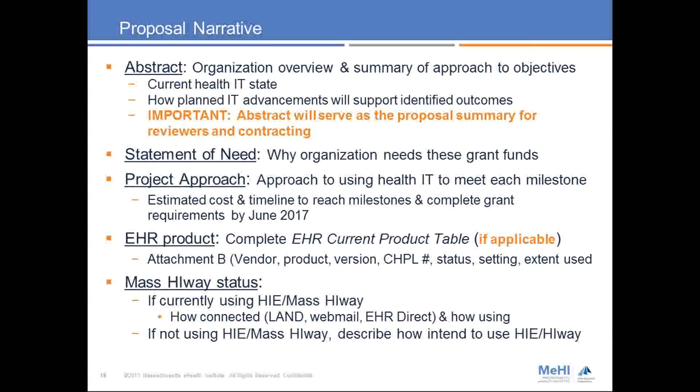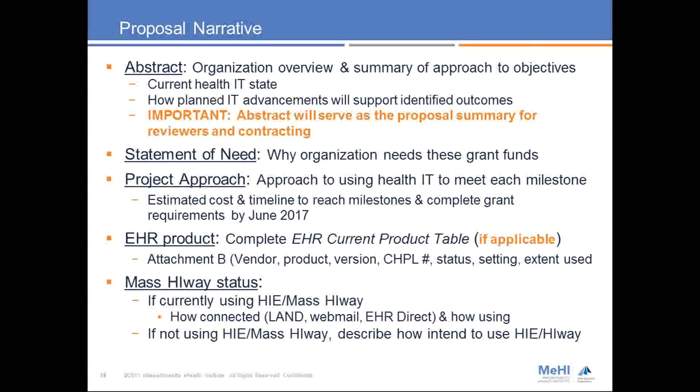Applicants should also discuss their health IT status and, if applicable, fill out the EHR product table in Attachment B. This includes information such as product, vendor, version, CHPL number, status, care setting, and extent used in the organization.